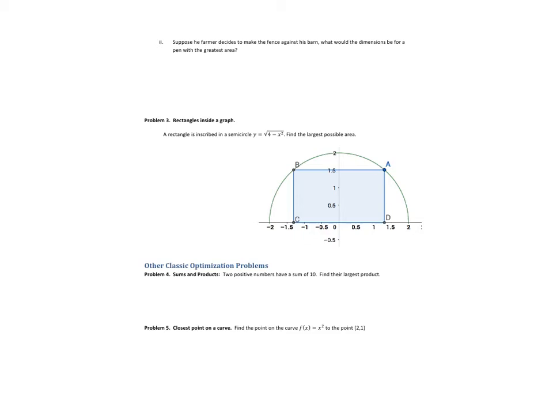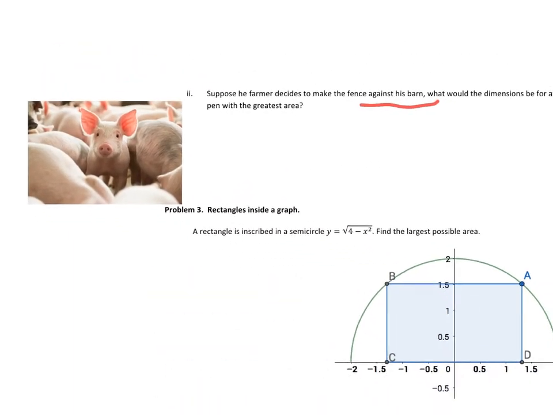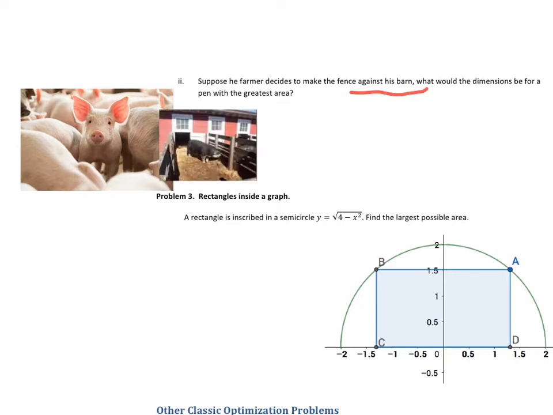So let's tweak that situation a little bit here. Suppose that Old MacDonald, our farmer here, has decided to make a fence against the barn. So he's got his pigs, like little Wilbur here, and he wants to make a pen now. Instead of just in the field, he's going to put it against his barn. Maybe something like this, with the pigs can go in and out of the barn, but we're going to put a fence up against the barn.